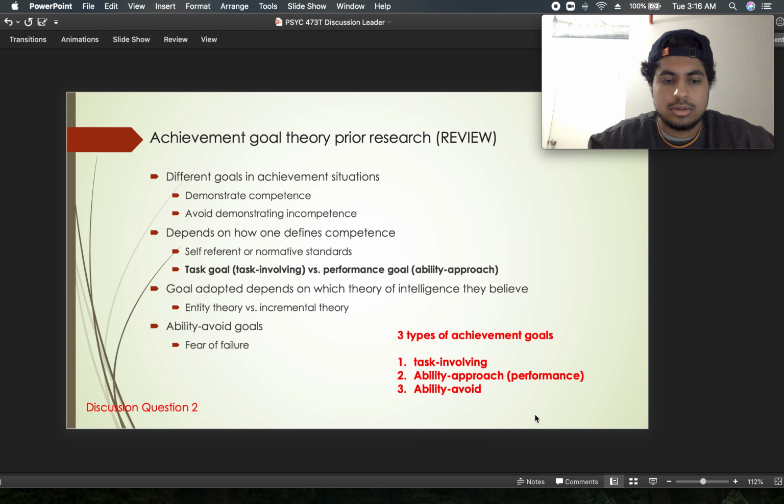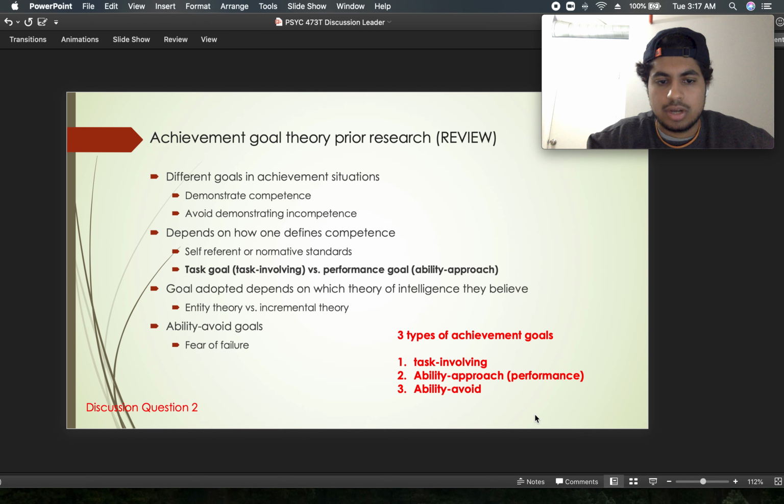So task goals or task involving goals relate more to the self-referential definition of competence, where people think that they can work hard and improve and finally get to a mastery level for that task. And performance goals or ability approach goals are kind of the opposite, where the person is more preoccupied with the outcome and cares more about their ability compared to others in that task rather than comparing themselves to themselves, like task involving was.